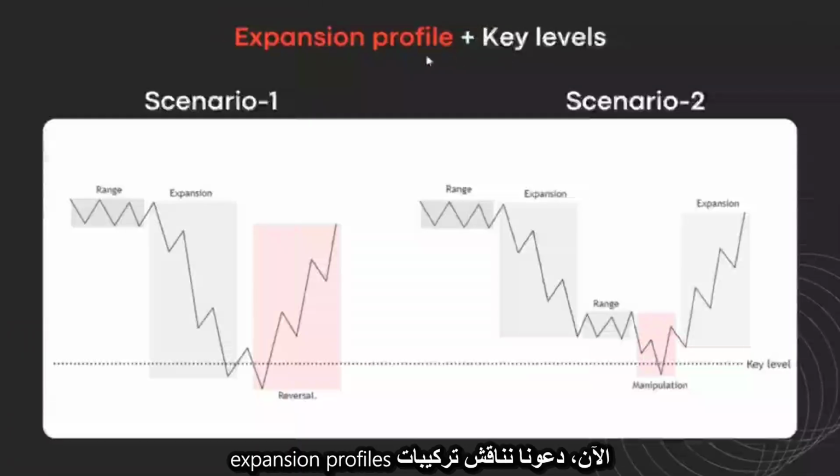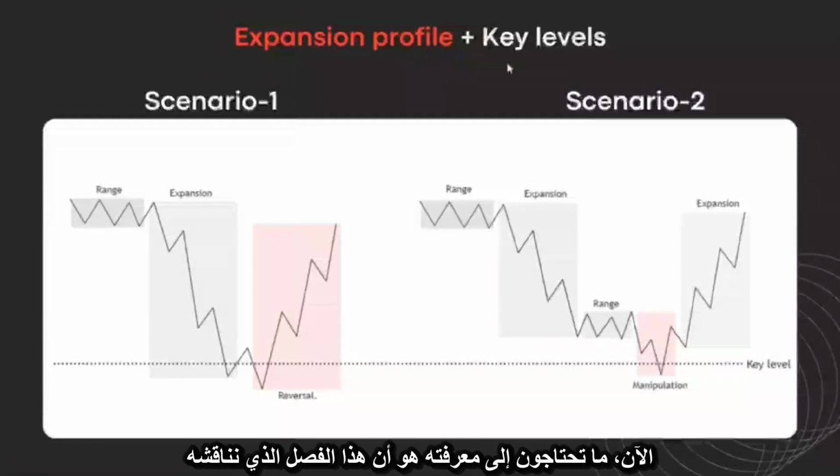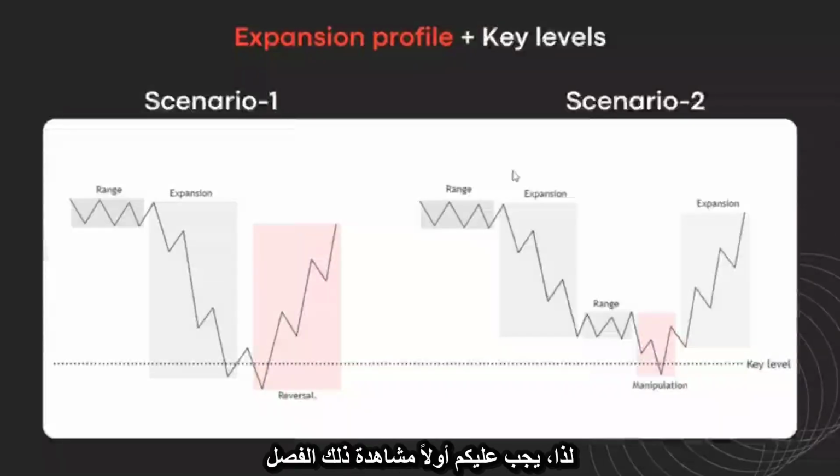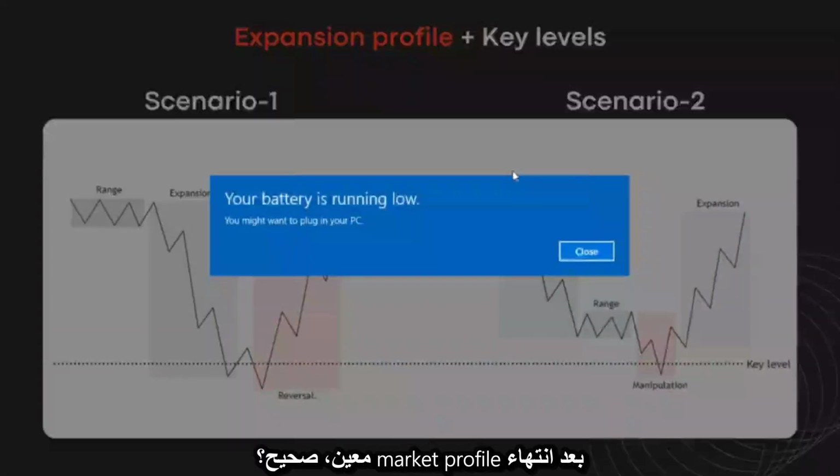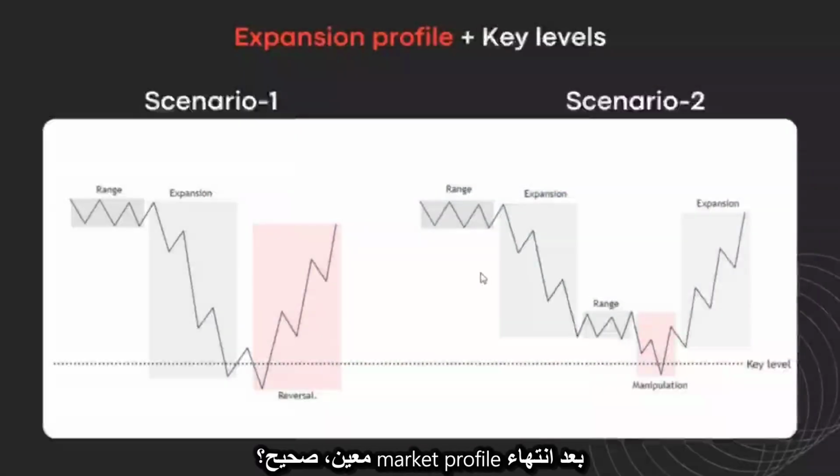Now let's discuss the combinations of expansion profiles and key levels. What you need to know is that this chapter is related to the first one. So first of all, you should watch that one first, so that way you know what the different possible outcomes for price are after a certain market profile ends, right?